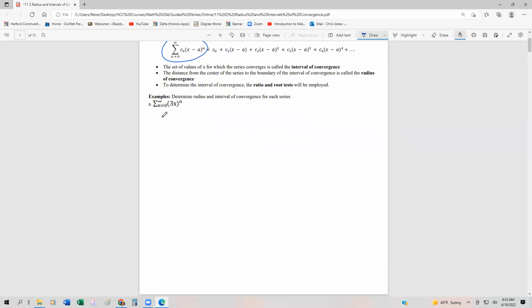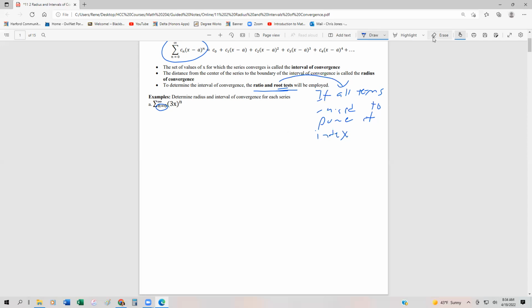So the first one we have is a really basic series, n equals 0 to infinity, (3x) to the n. That's our power series. Here's what we're going to do. We're either going to use the ratio or the root test first. In this example, we're going to use the root test, and we can use the root test if everything is raised to the power of the index. If anything's not raised to that power, the ratio test is going to be better, or if we have factorials.